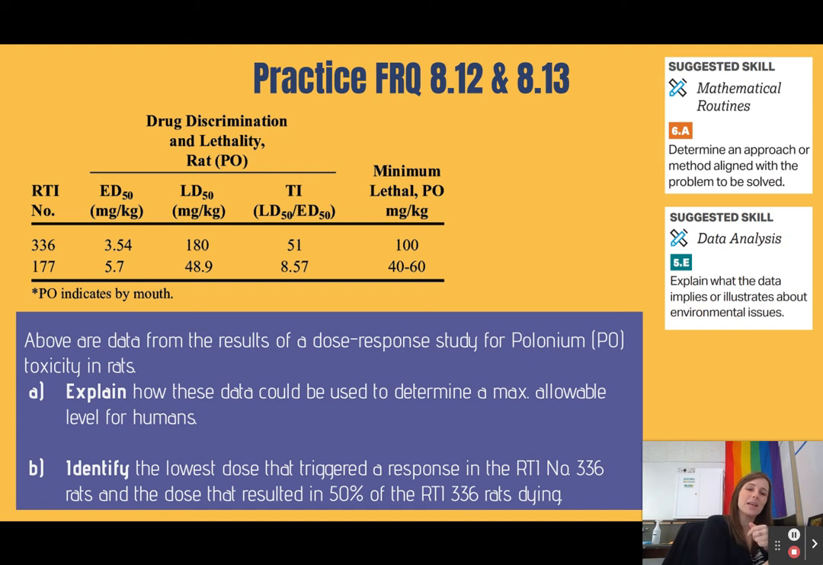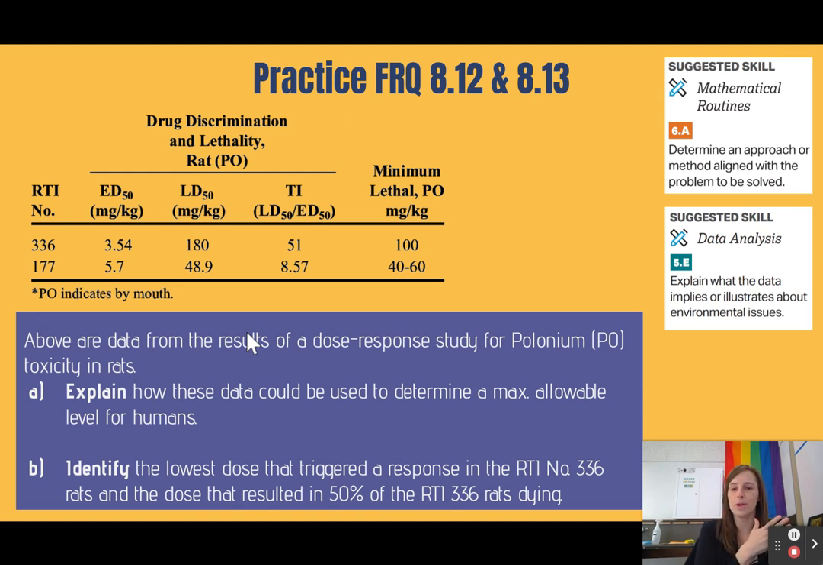So we are going to look at this data table right here. This data table is showing us the results of a dose response study for polonium toxicity in rats. Over here, we've got the RTI number, and then this is the type of rats or the group of rats. We've got our ED50 here, or LD50 here, TI, which is going to be LD50 divided by LD50, and then the minimum lethal dosage of polonium in milligrams per kilogram.